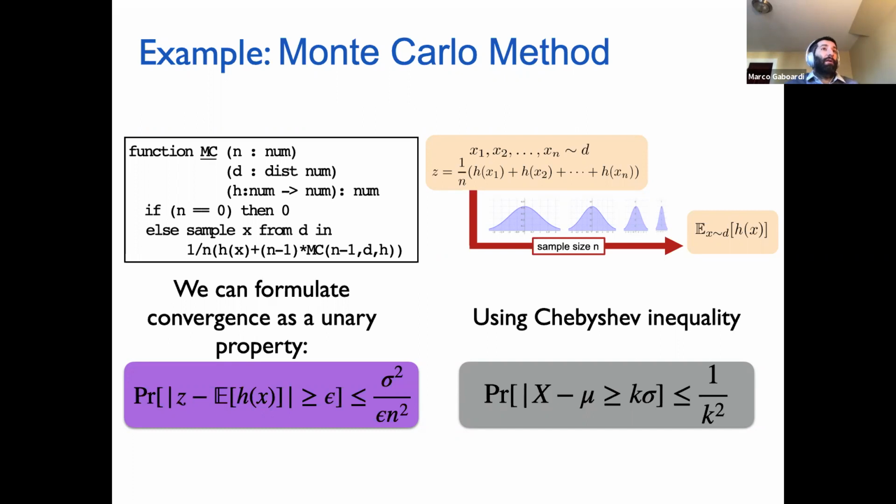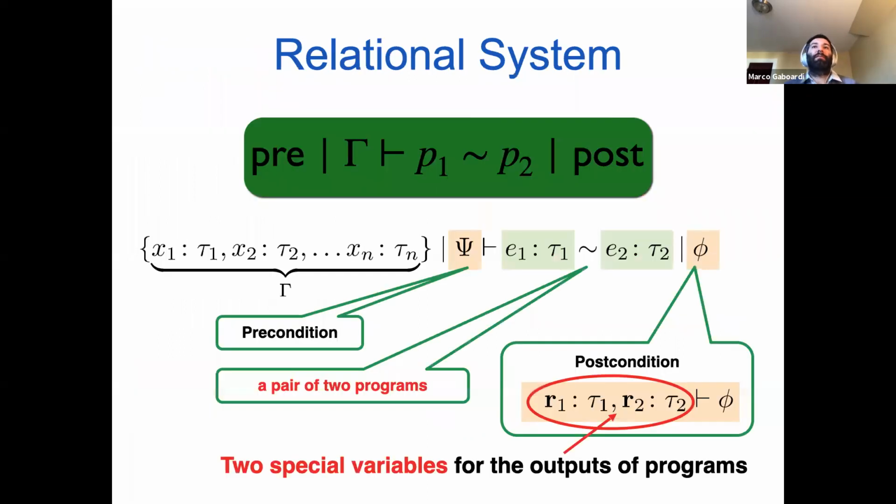Mainly we do induction over MC, we do case analysis, and then in the else branch, at some point we use a Chebyshev inequality to prove that we have this invariant that you see on the left. Okay, now I will not show the whole proof here, of course, but you can see it in the paper if you are interested. Now, let me go into the relational system.